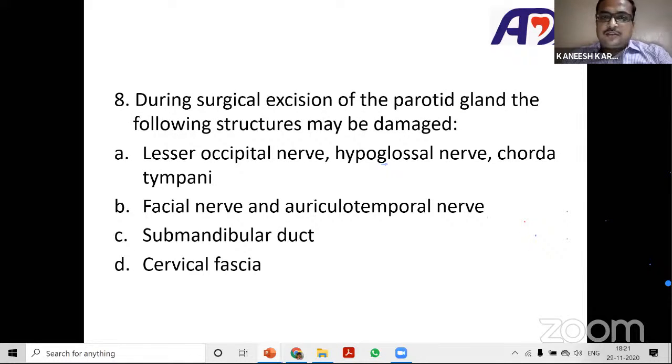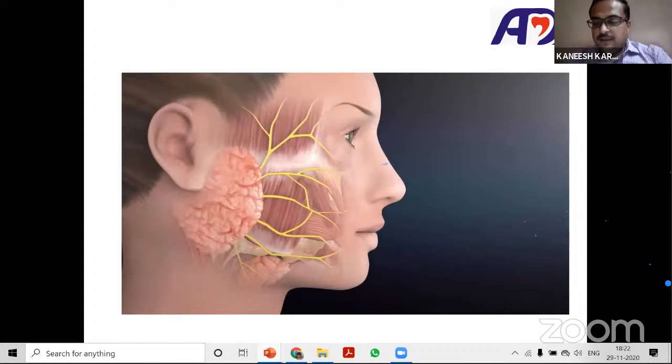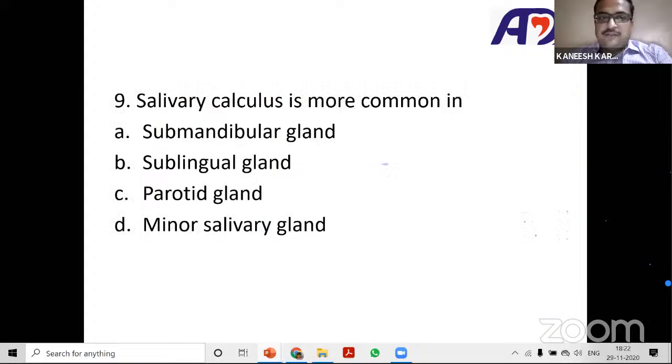During surgical excision of the parotid gland, the following structures may be damaged. Which are the important anatomical structures? Yeah, correct. Facial nerve and auriculotemporal nerve. Of course, we all know facial nerve and the auriculotemporal nerve are situated in the parotid gland. Okay. See here, facial nerve branches inside the parotid gland itself.